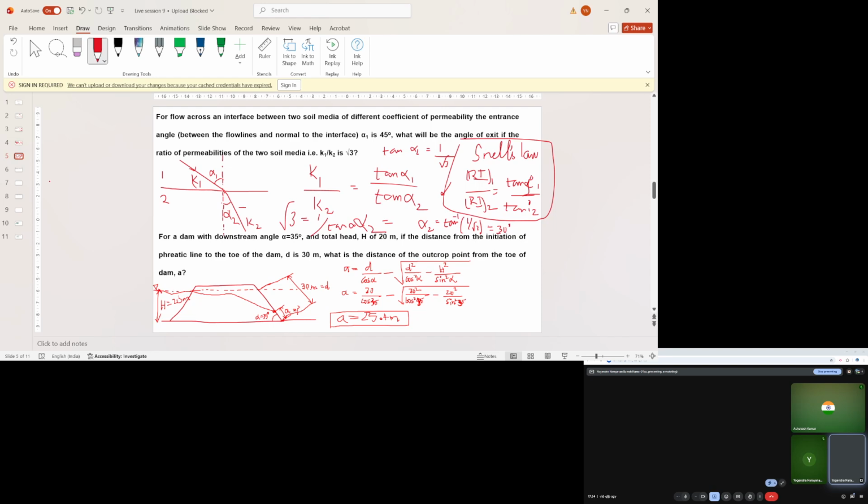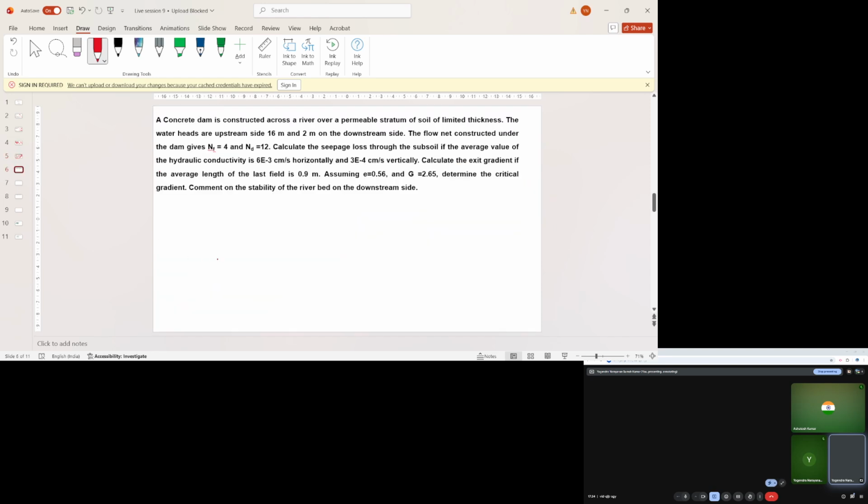Okay. Now coming to the next question. A concrete dam is constructed across a river over a permeable stratum of soil of limited thickness. The water heads at the upstream side are 16 meters and 2 meters on the downstream side. The flow net constructed under the dam gives NF equal to 4 and ND equal to 12.